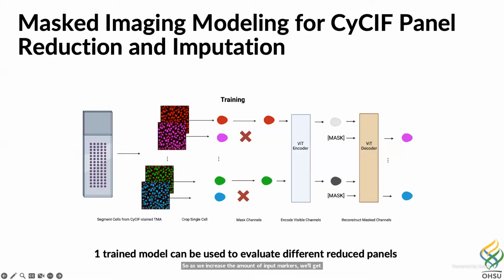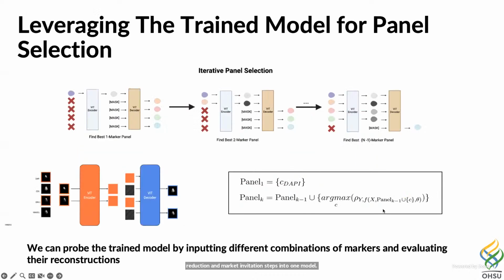And so we seek to leverage this by using our trained marker to identify optimal reduced panels. This has the benefit of reducing the computational complexity by only having to train one model, and also has the benefit of unifying the panel reduction and marker imputation steps into one model. So how do we leverage this?